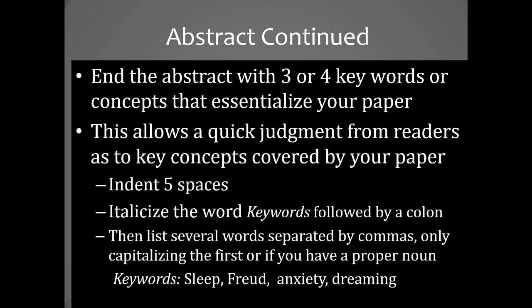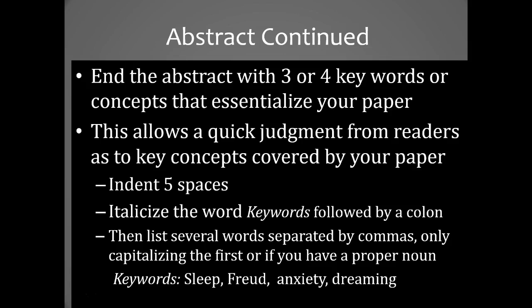Now at the end of your 150 to 250 word abstract, in the last line, after your block text is there, you end it with 3 or 4, or in some cases maybe 5, key words or phrases that again try to essentialize your paper. What are the 3, 4, 5 words that, if I look them up in a search, might cause your paper to come up? This allows any potential reader of your paper, even after reading the abstract, the summary, to make a quick judgment about the key concepts covered by your paper.